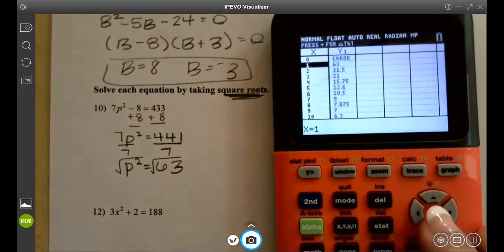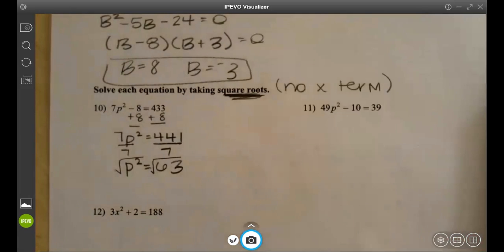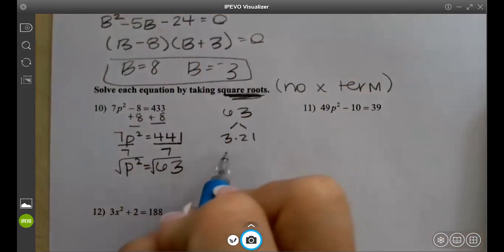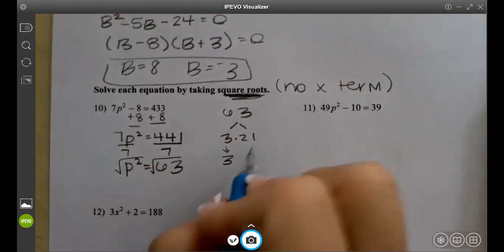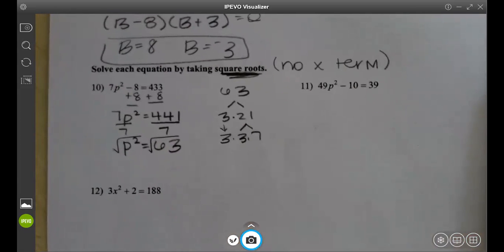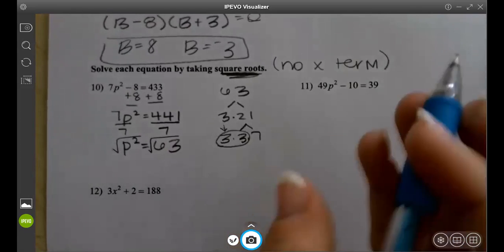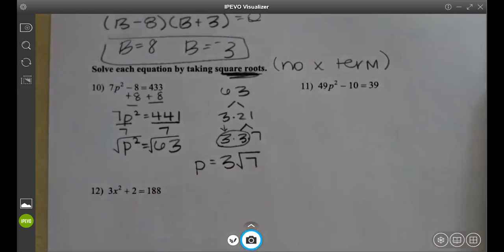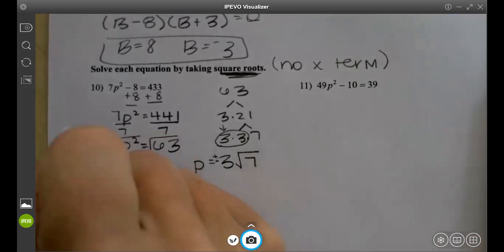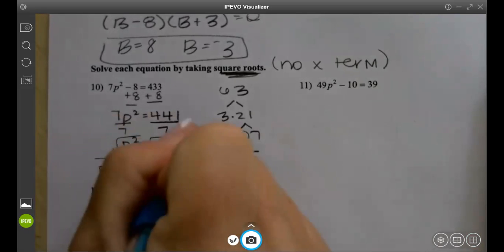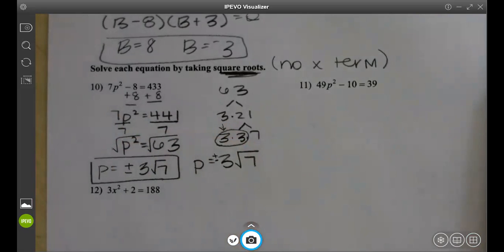Here we go. 1 and 63, 3 and 21. So if I use this over here, I have 3 and 21. 3 won't break down, so I'm just going to bring it down. 21 breaks into 3 and 7. So what do you notice? 2 3s. So that comes outside. What I didn't circle stays inside. Remember, there's a positive and a negative. So your final answer is positive negative 3 square root 7. Please remember that there are 2 answers.